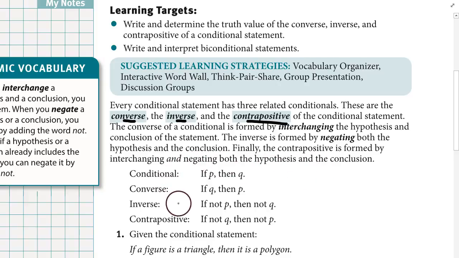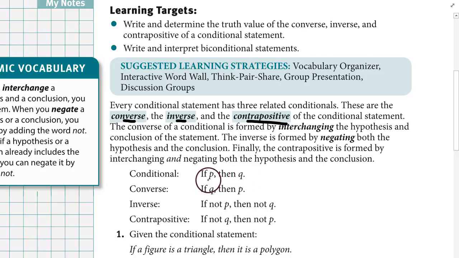Here's some examples of this, but these examples are written in symbols. The letter P is representing any phrase of words that we want it to. It's the hypothesis of the sentence. The letter Q is representing the phrase of words that is the conclusion of the sentence.